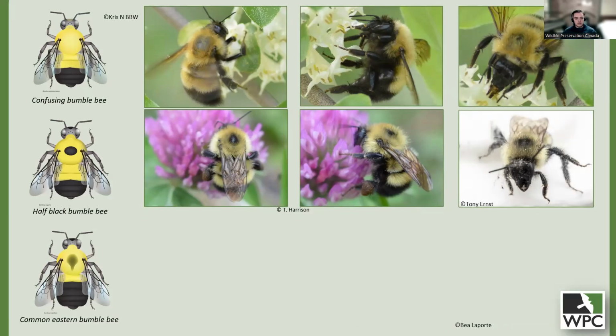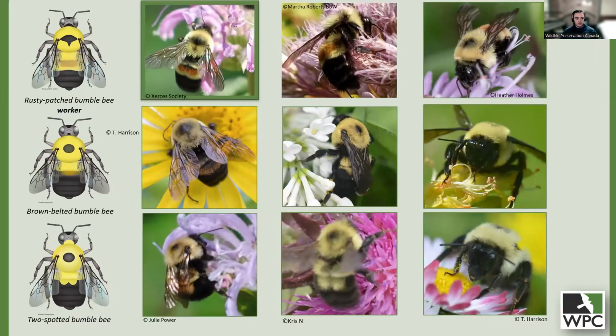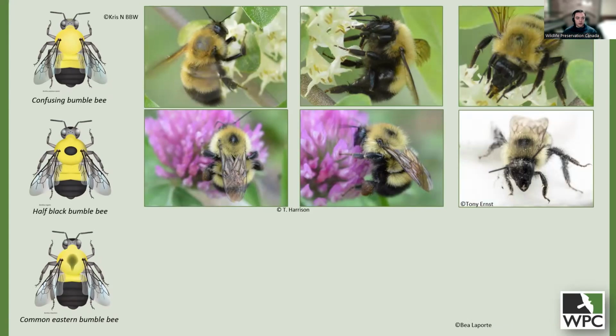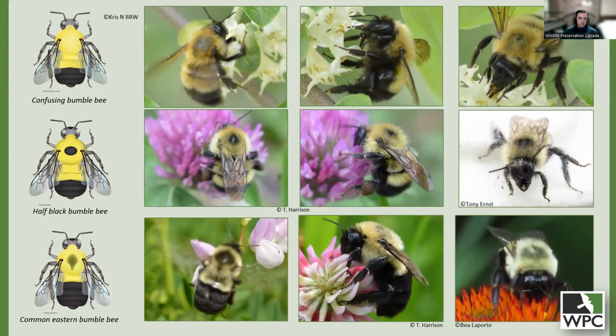Whereas all the other species that I mentioned here, the rusty patched, brown belted, two spotted, confusing, and half black, they all have some sort of pattern on T2. The common eastern lacks that entirely, and it's just black. It's also very, very, very common here in South Central Ontario. So you're very likely to bump into it.